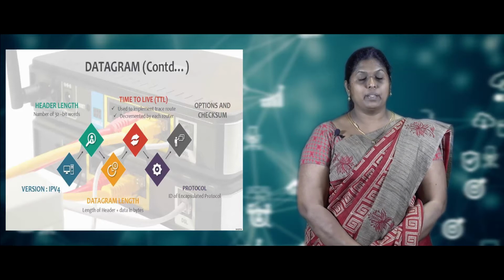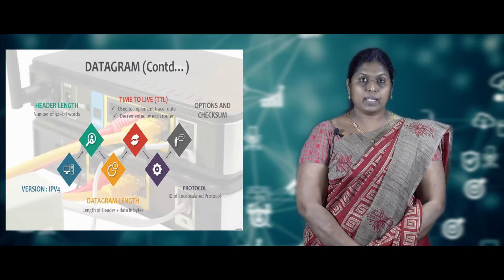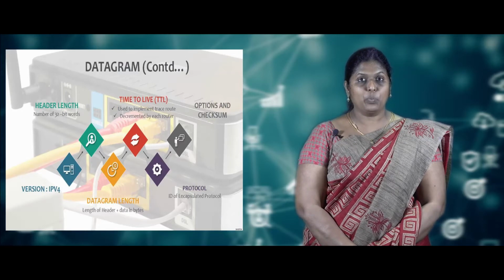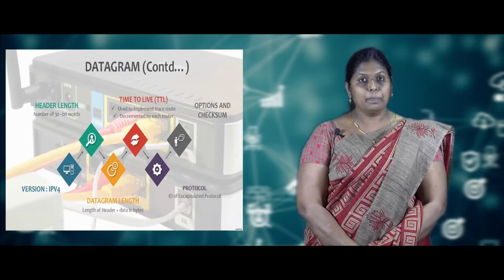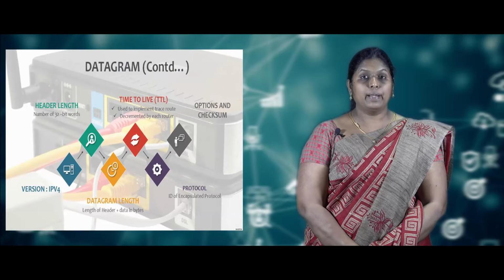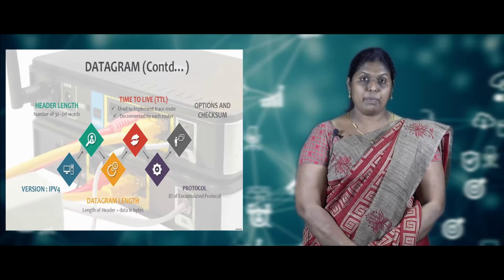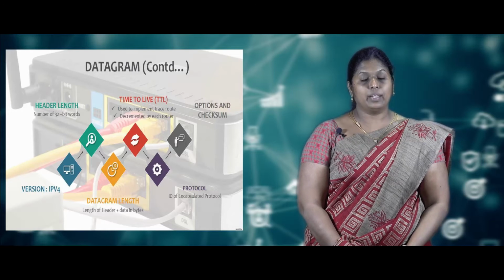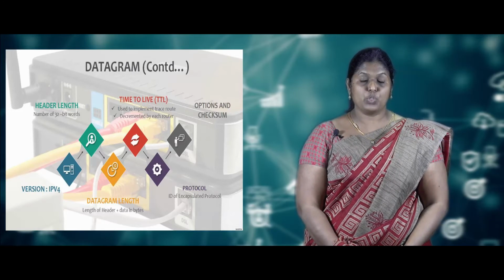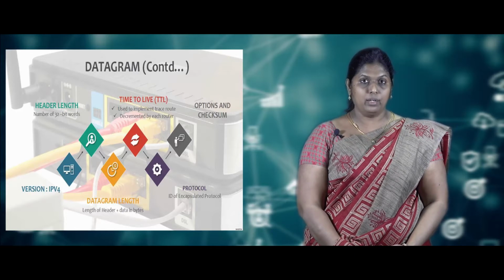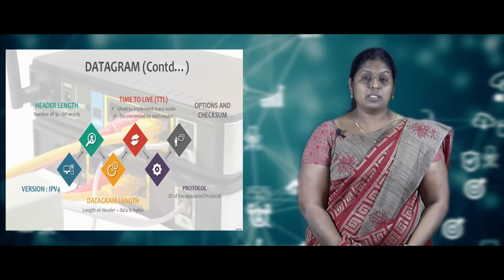And now we look into the general format of the datagram, wherein the first part is called the version, which is nothing but IPv4. The second part is the header length, which is in 32-bit words. The third part is the type of service, which is the priority service, and this is not used by IPv4. The fourth part is the datagram length, which comes in two parts: the length of the header plus the length of the data in bytes.